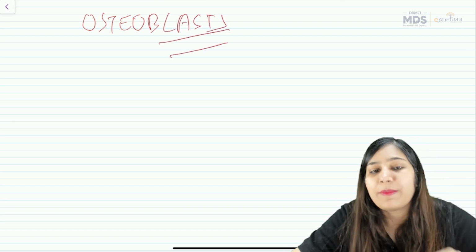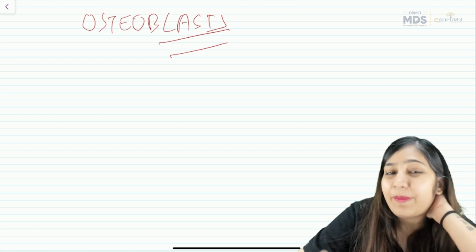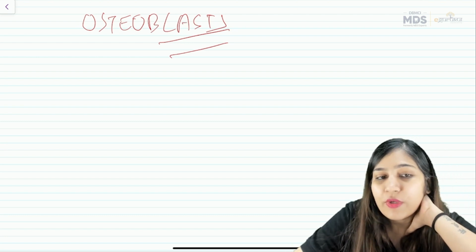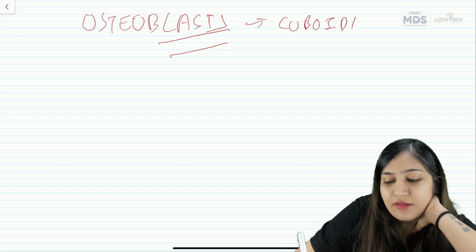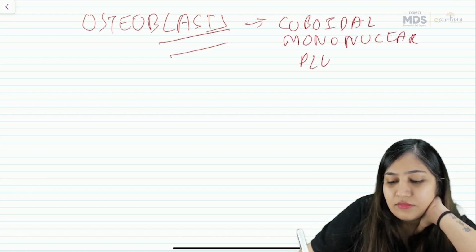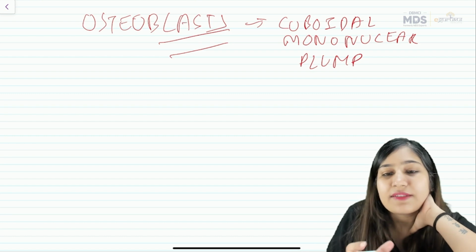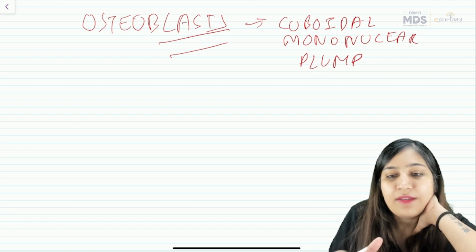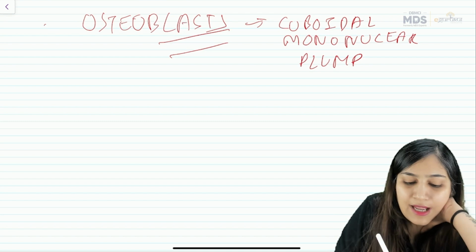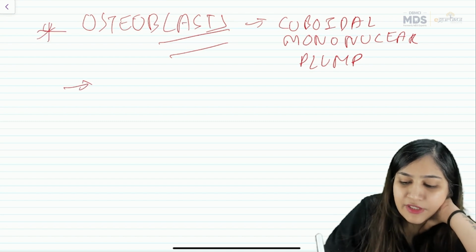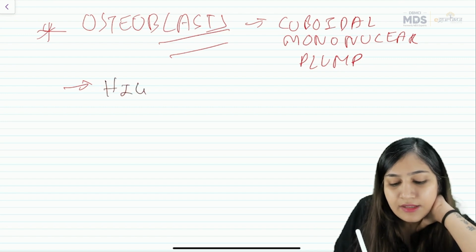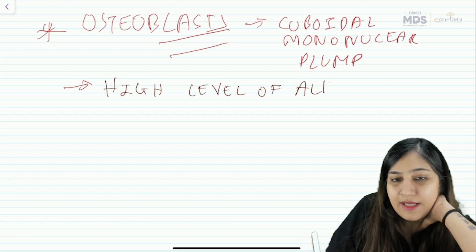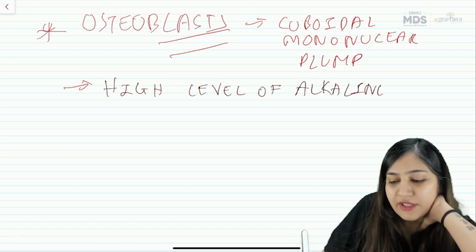Osteoblasts are what? Bone forming cells. What is the shape of the osteoblast? Plump cuboidal cells, mononuclear cells. They synthesize collagenous as well as non-collagenous bone matrix proteins. They contain a high level of alkaline phosphatase. This is important from the MCQ point of view. High level of alkaline phosphatase.